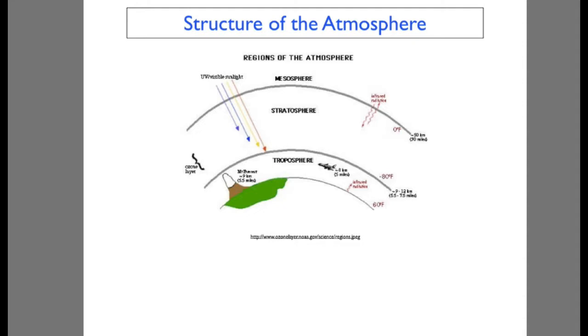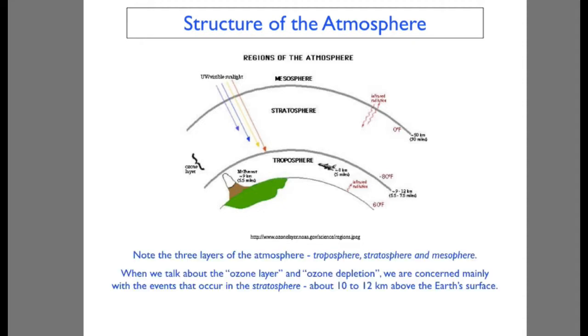Here we have an image of the atmosphere, and you can see that it has 3 layers. It's got the troposphere that goes up to about 10 to 12 kilometres. Between 12 kilometres and 50 kilometres away from the Earth's surface, we have the stratosphere, and above that we have the mesosphere. When we talk about the ozone layer, ozone depletion, we are concerned mainly with the events that occur in this section, okay, the ozone layer within the stratosphere.